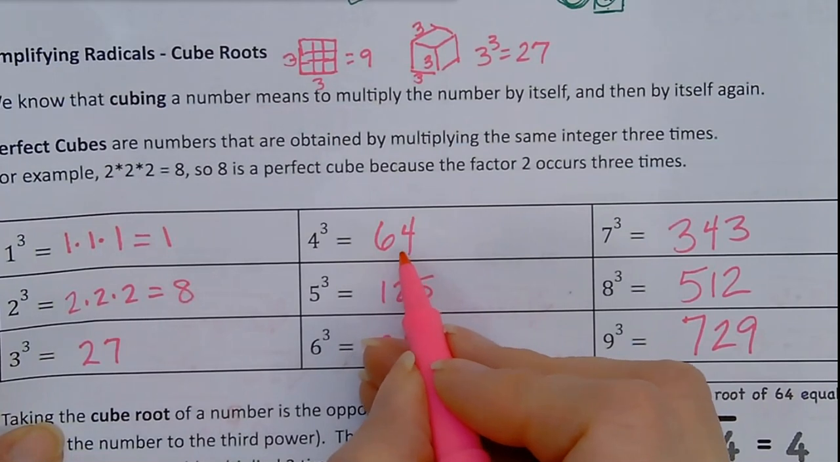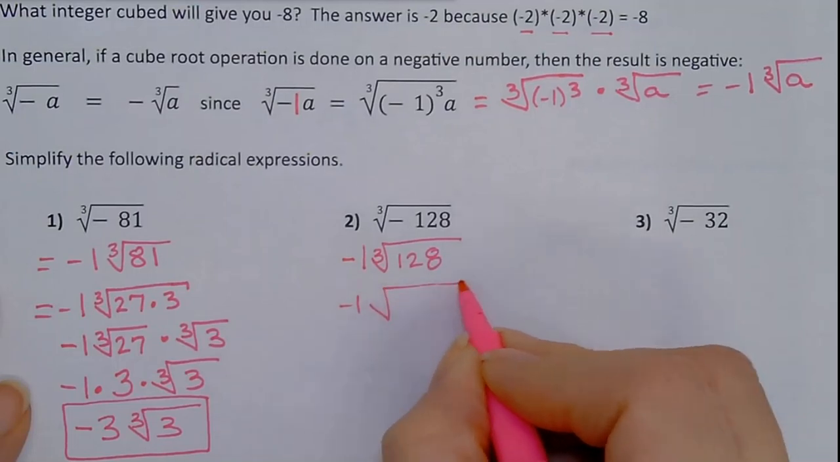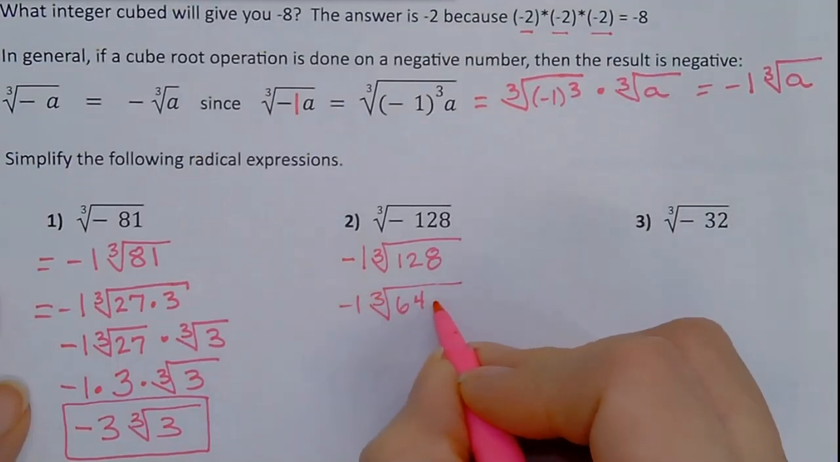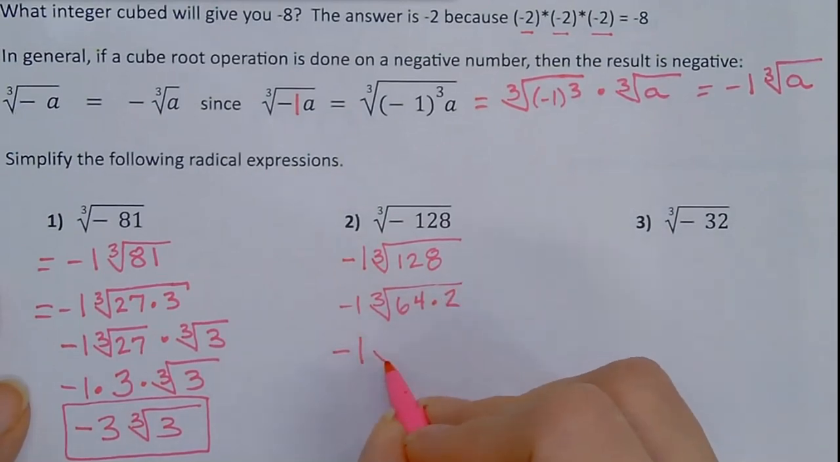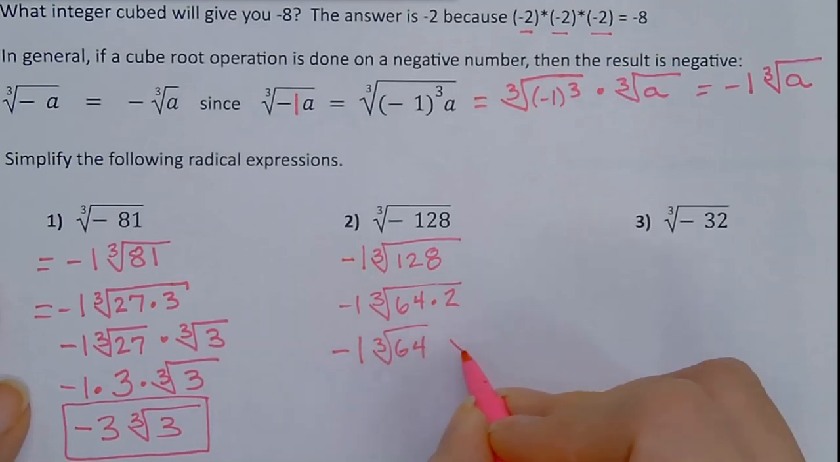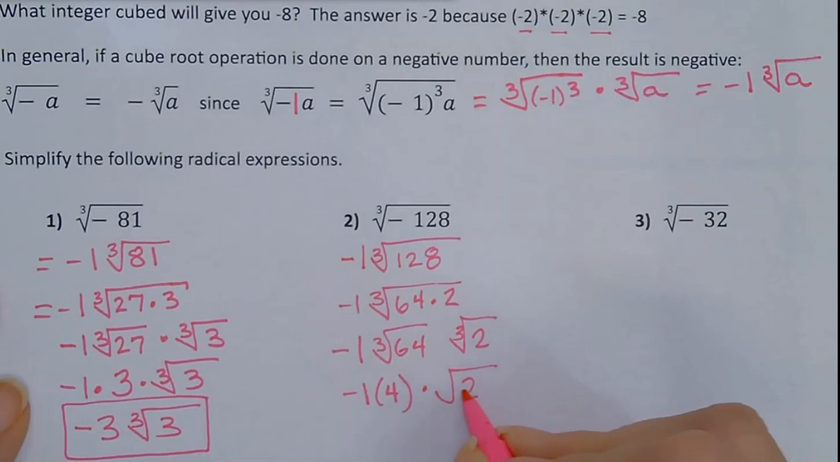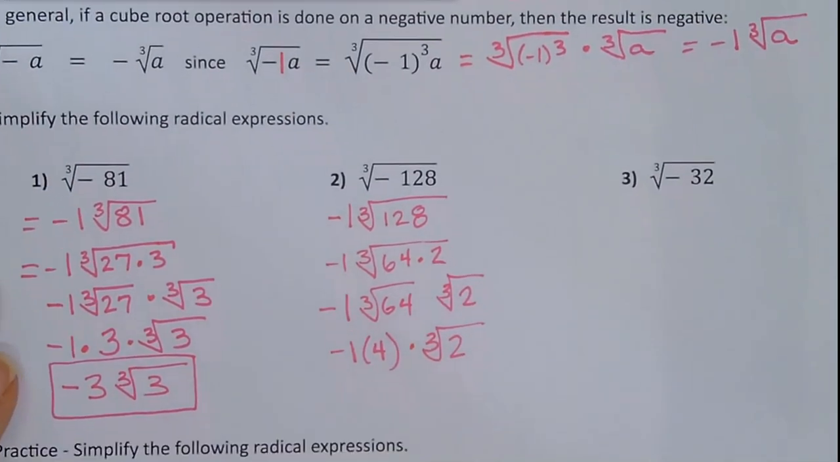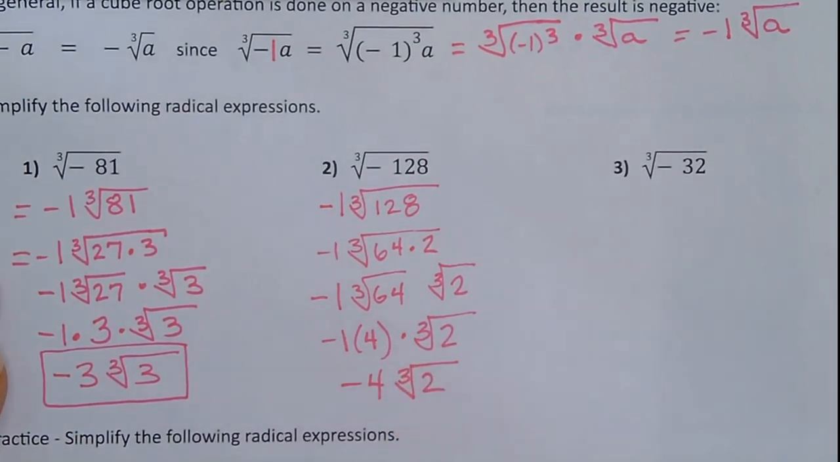64 is an even better option, right? It's a bigger perfect cube. So I'm going to say -1 times the cube root of 64 times 2. The reason I did that is now I can say -1 times the cube root of 64 times the cube root of 2. So I have -1 times 4, because the cube root of 64 is 4. 4 times 4 is 16 times 4 is 64. Times the cube root of 2, which can't be simplified anymore. So my final answer is -4 times the cube root of 2.